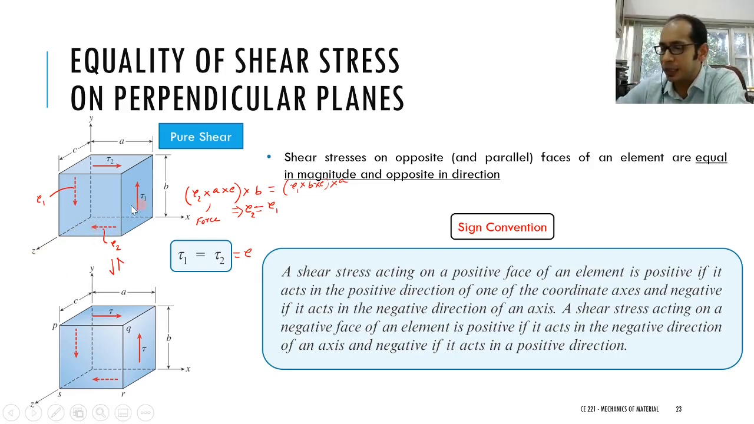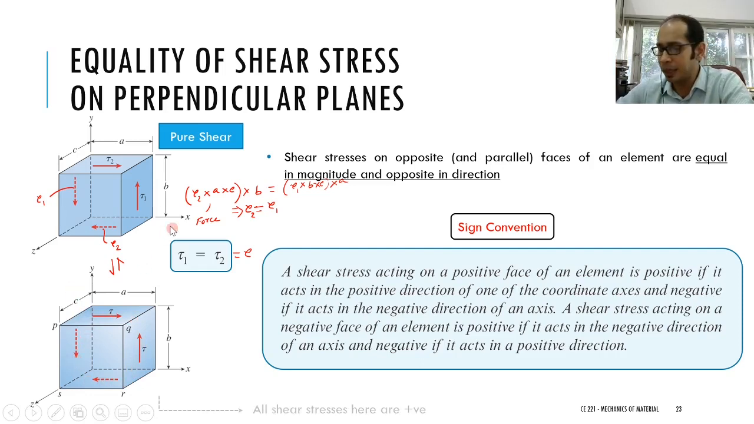And so if you take a look at this particular figure over here, all the stresses are actually positive. The ones on the positive face are acting in the positive direction, the ones on the negative face are acting in the negative direction, so two negatives make a positive, right?